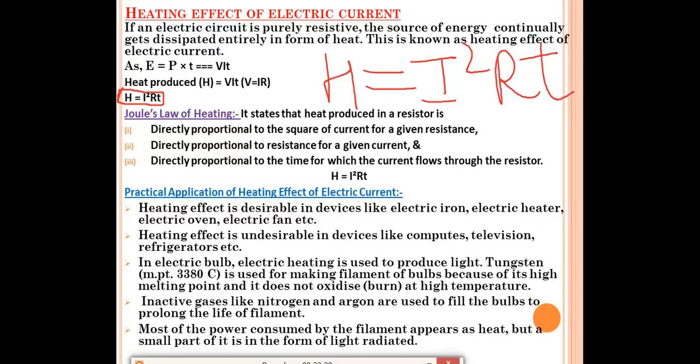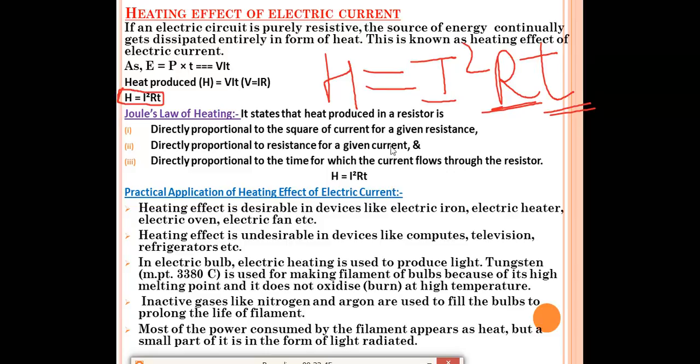Heat produced in a resistor is directly proportional to resistance. This resistance. Okay. And last one, heat produced in a resistor is directly proportional to the time for which current flows through the resistor. So H is equal to I square RT. So this is known as Joule's law of heating.